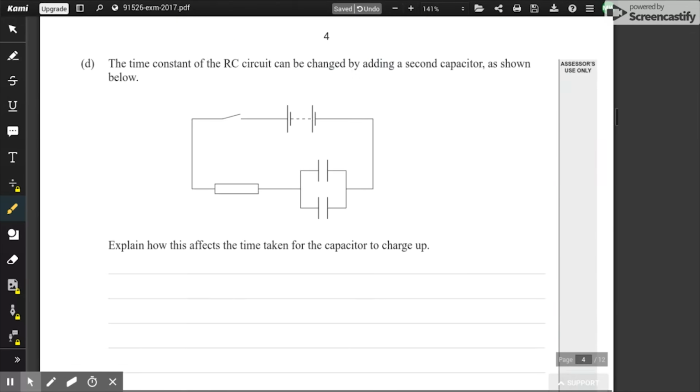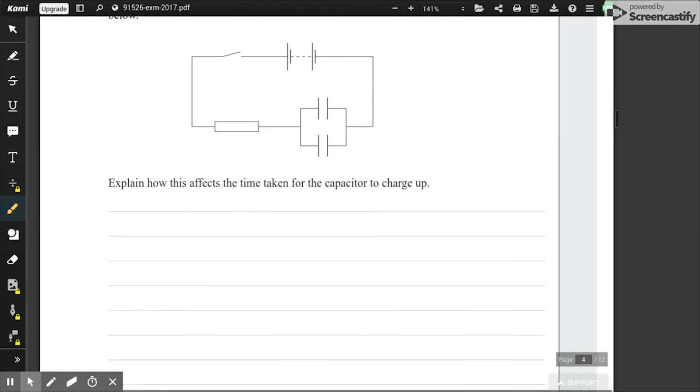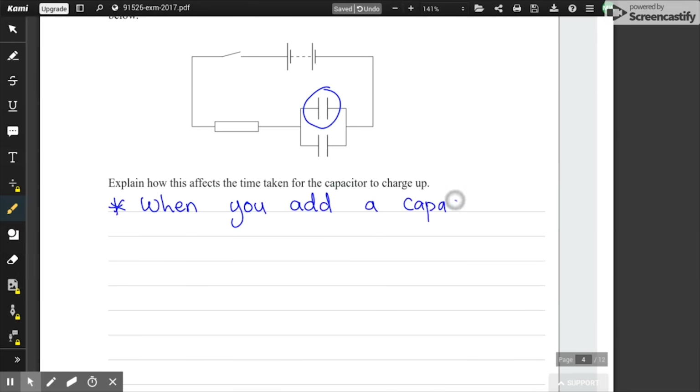Okay. The time constant of the RC circuit can be changed by adding a second capacitor, as shown below. Explain how this affects the time taken for the capacitor to charge up. So, there are a few steps of reasoning here. Firstly, when you add a capacitor in parallel, as we have done here, you increase the capacitance. So let's write that. When you add a capacitor in parallel, you increase the capacitance.